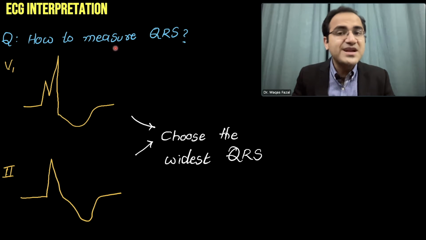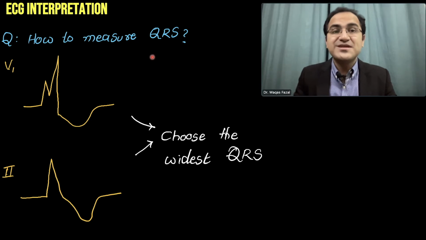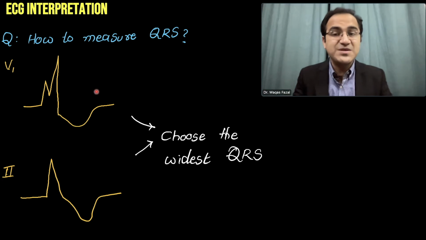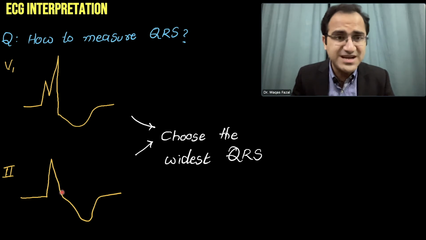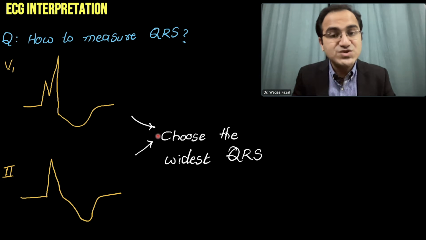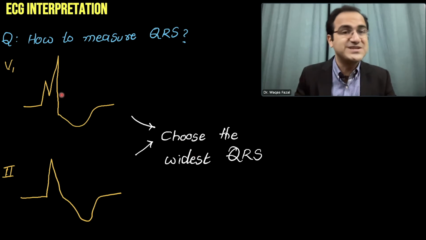Now, how do you measure QRS complexes in such ventricular rhythms? There might be wider QRS complexes in one lead, and less wide QRS complexes in the other lead. So when you are interpreting the ECG, you always choose the widest QRS that is present in any lead.